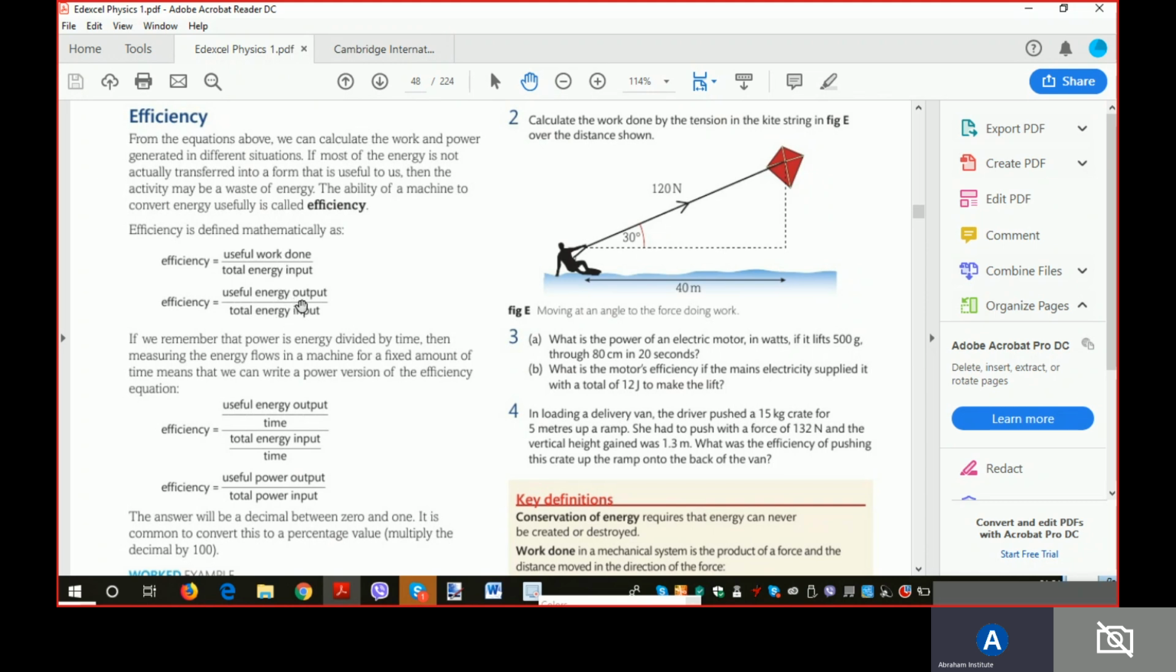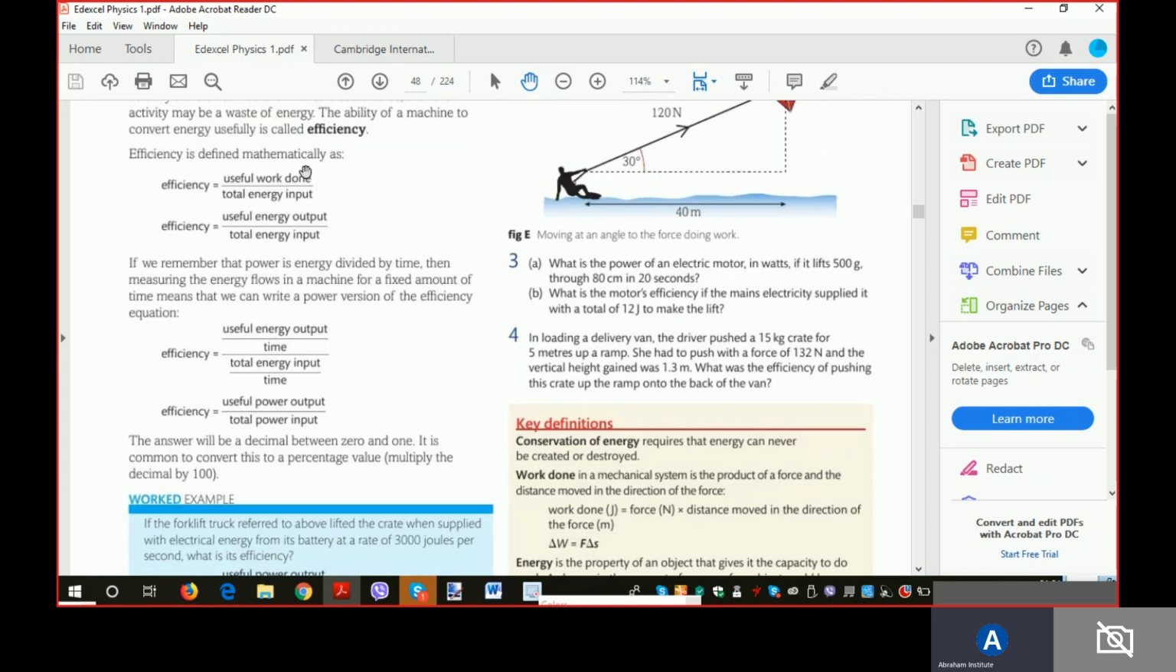Do you see the numerator here? Work done, energy transfer. That's why here it's energy output. And this is the useful amount of energy that we get. This is the total energy that is input. Then if we divide both numerator and denominator by time, work done over time is what? Power. So that's how they get power here. Or we can say energy over time is power.